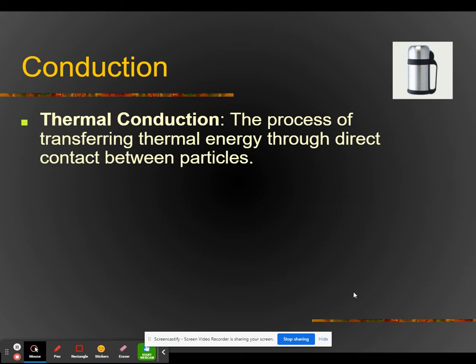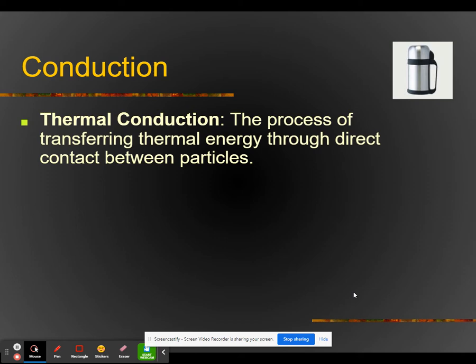The second way to transfer heat is called conduction. And think about it in terms of electricity. It's the same kind of idea. Thermal conduction is the process of transferring thermal energy through direct contact. The particles are in direct contact.